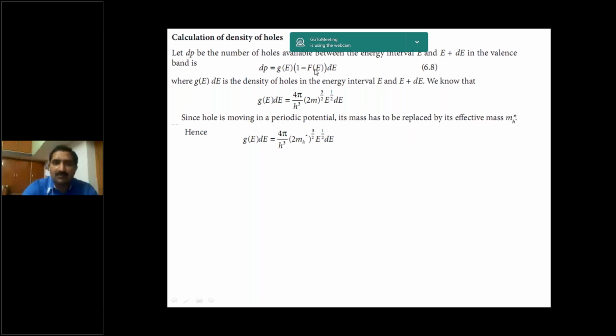Now we want to find the 1 minus f of E. What is 1 minus f of E? What is f of E? The probability of finding an electron in the conduction band. So 1 minus f of E gives the probability of finding a hole in the valency band. F of E is the probability of finding the electron in conduction band. So 1 minus f of E means leaving a hole in the valency band. That means the probability of finding a hole in the valency band.